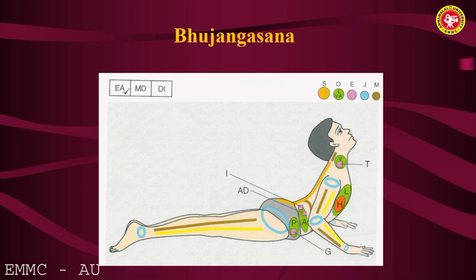Then it stimulates again the thyroid, parathyroid and adrenal glands and islets of Langerhans. By giving the stretch on the throat region, it strengthens the joints of the upper extremities. Automatically, it tones up the hip and thigh muscles.